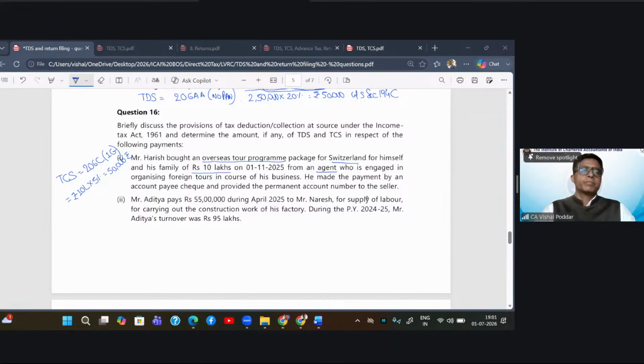50,000, Lakshmi. I also first calculated 5, then I realized it is not 5, it will be 50, because it is 10 lakhs. Right? Any doubt, students?